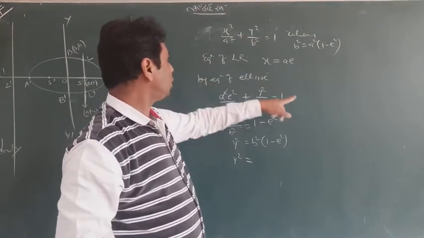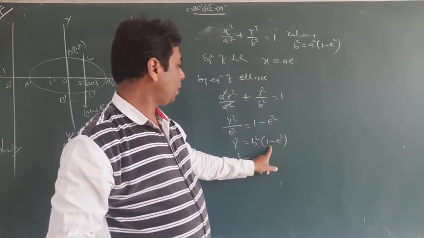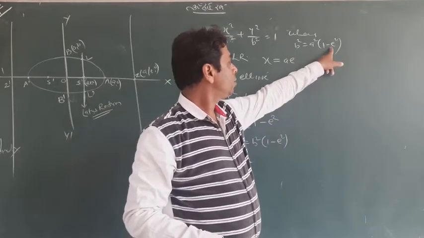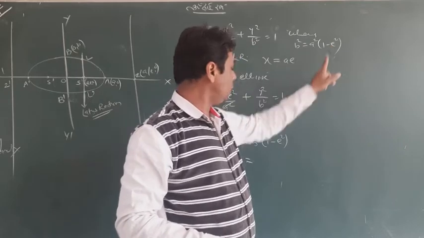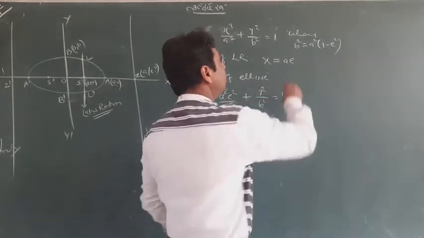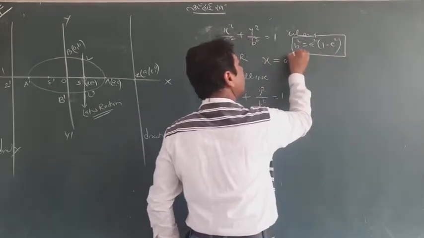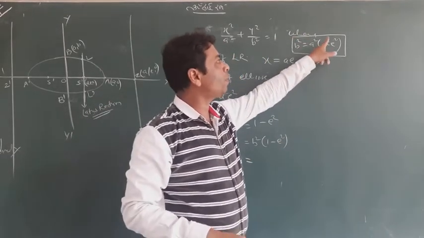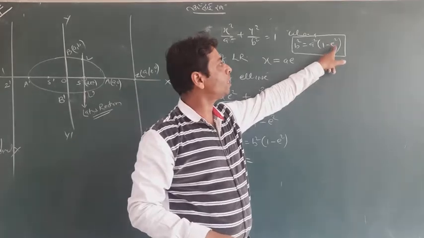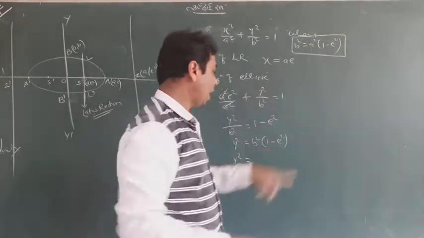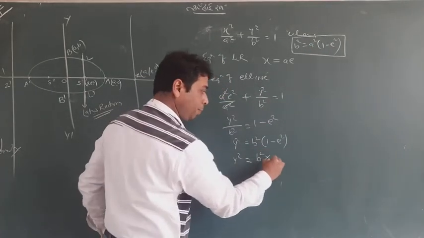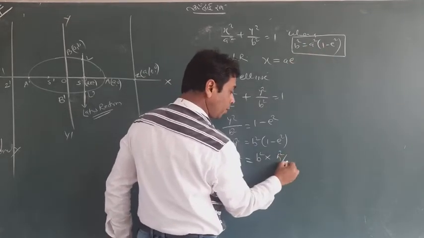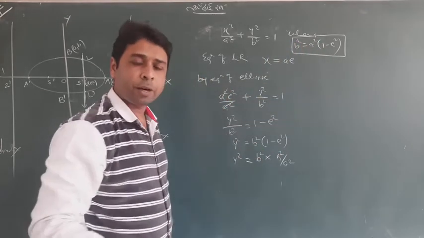So, do you think that 1 minus e square is the same as here? Can we find 1 minus e square from the formula? We have b square equal to a square times 1 minus e square, so 1 minus e square equals b square upon a square. Instead of 1 minus e square, I will put b square upon a square, because we already have it.